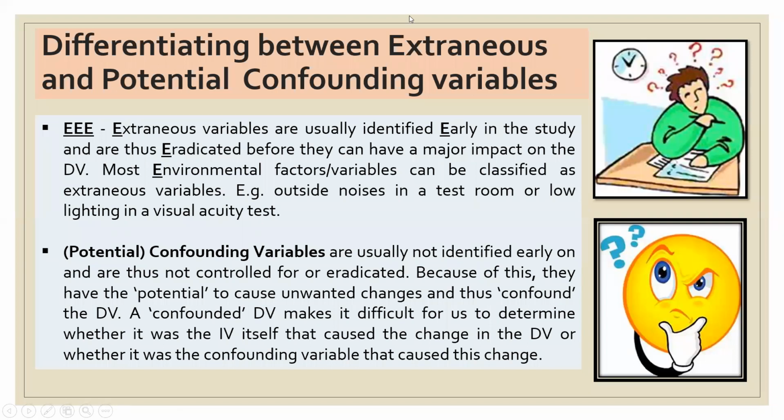Obviously, like I said before, potential confounding variables are not usually identified early in the study. They're harder to make out or harder to identify. And for that reason, they do go on to confound or affect the DV in an unwanted way.